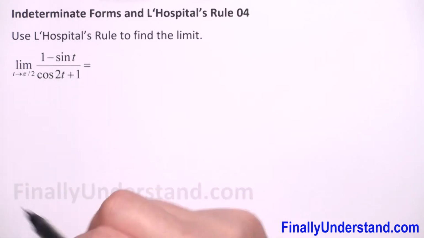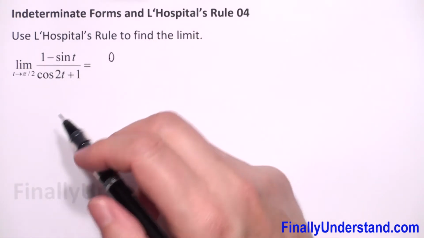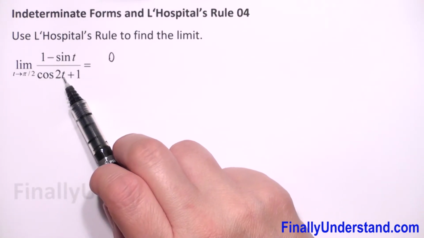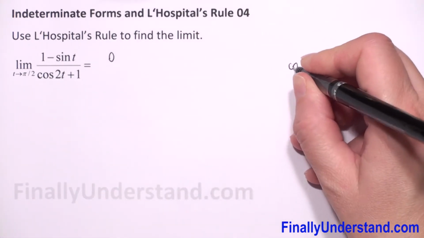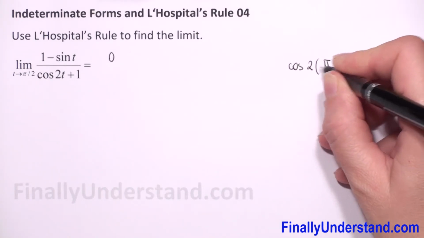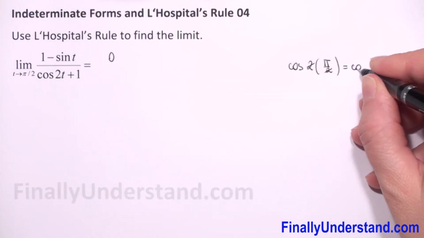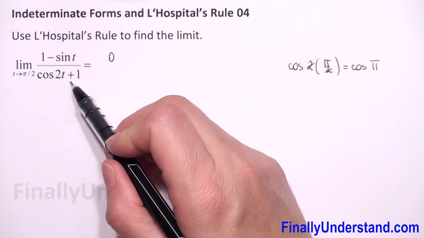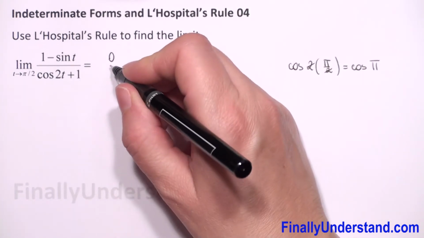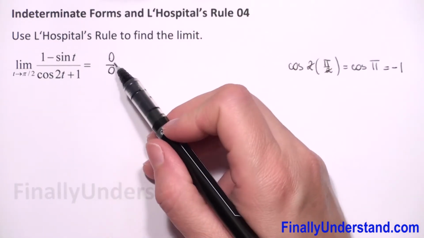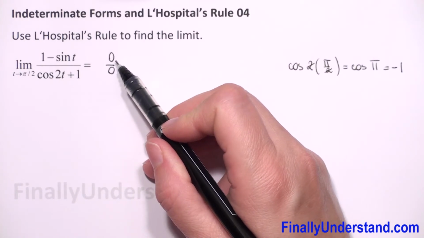So 1 minus 1 is 0 in the numerator, and in the denominator we will have cosine of 2 times pi over 2. Let me write this. We have cosine of 2 times pi over 2. 2 and 2 we can reduce, and we have cosine pi. Cosine pi is equal to negative 1. So we have negative 1 plus 1 is 0. Let me write this. Here is negative 1. So we got indeterminate form 0 over 0.